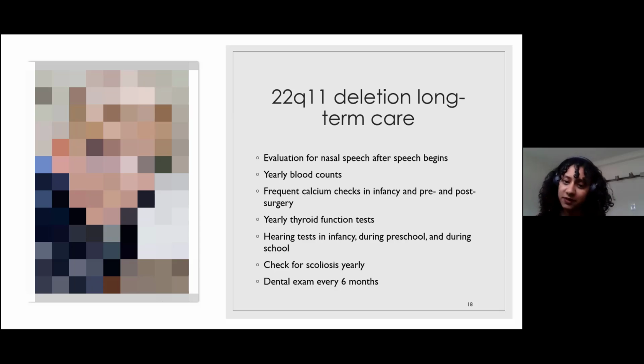We check hearing in infancy, during preschool, and during school, because if we miss that a child has hearing loss, that can of course affect their learning, so we want to make sure we're on top of that. We check them for scoliosis yearly. Most folks get checked for scoliosis when they're teenagers, but kids with 22q are at risk for it when they're younger too, so we watch that closely. And we make sure they get dental exams every 6 months, although I guess we all should be doing that. Well, every year for most of us.